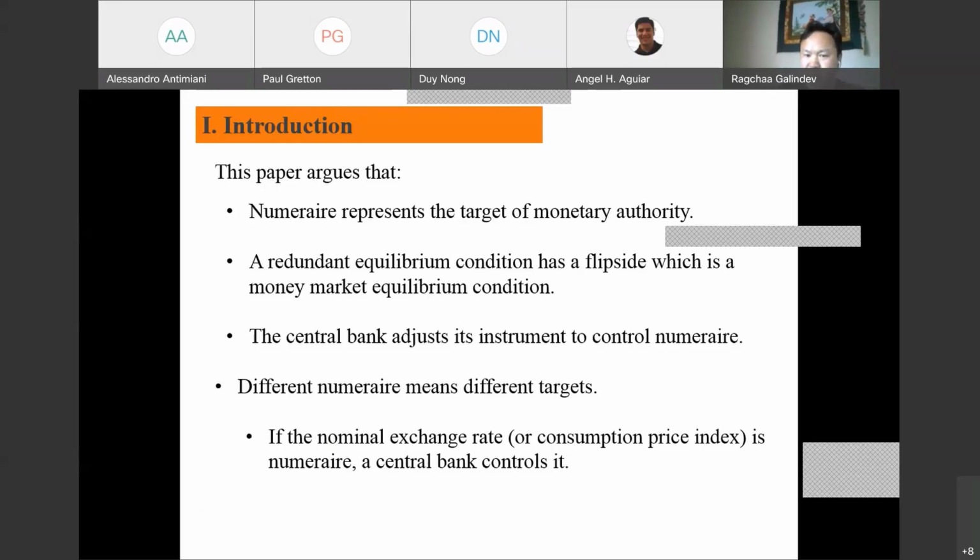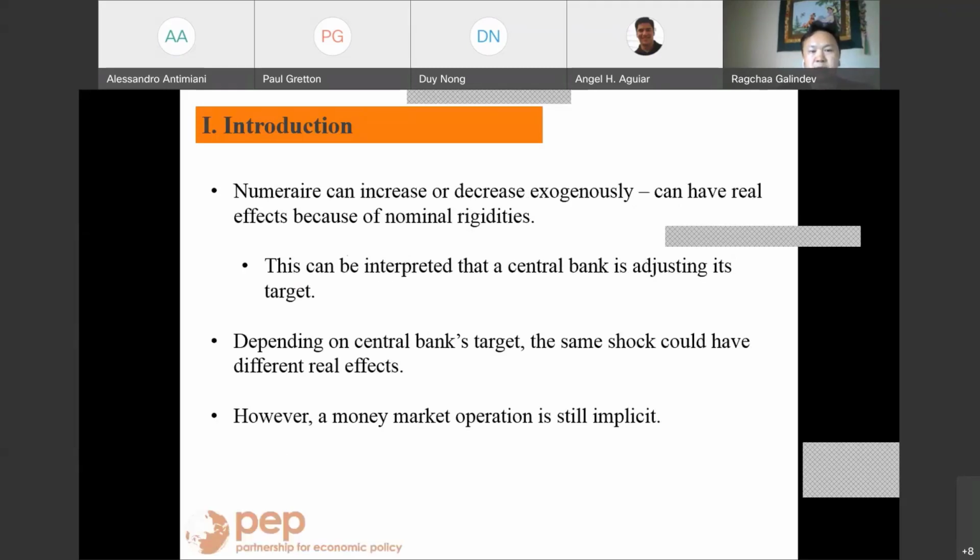If the nominal exchange rate is the numeraire, the central bank controls its monetary policy instruments to achieve the same level of exchange rate. If the consumption price index is the numeraire, the central bank is doing other things to achieve the consumption price at its target. So an increase or decrease in the numeraire can be understood as the central bank actually adjusting its target. Okay? And we know that depending on the central bank's target, the same shock could have different real effects.